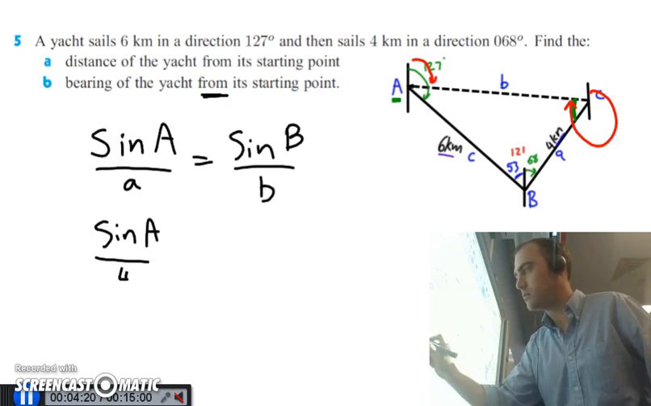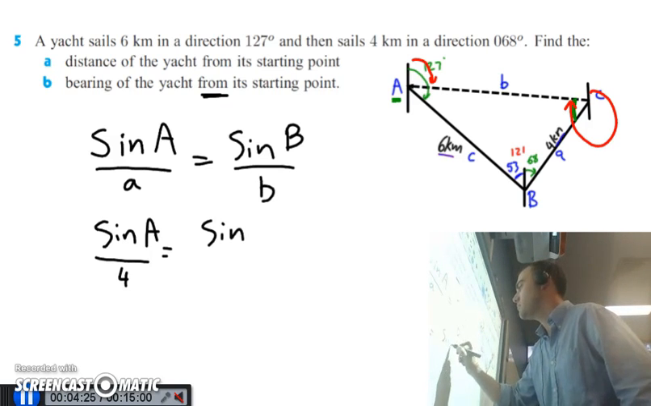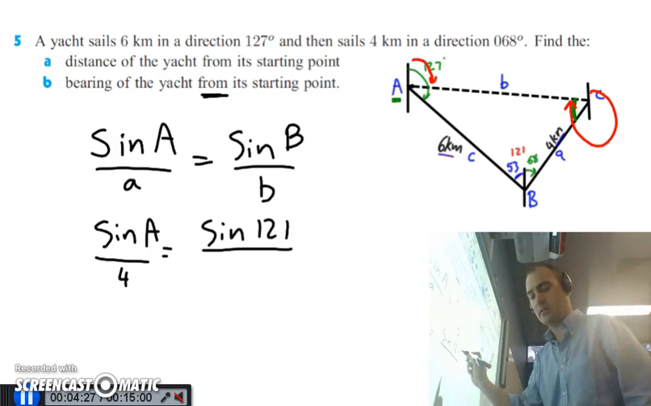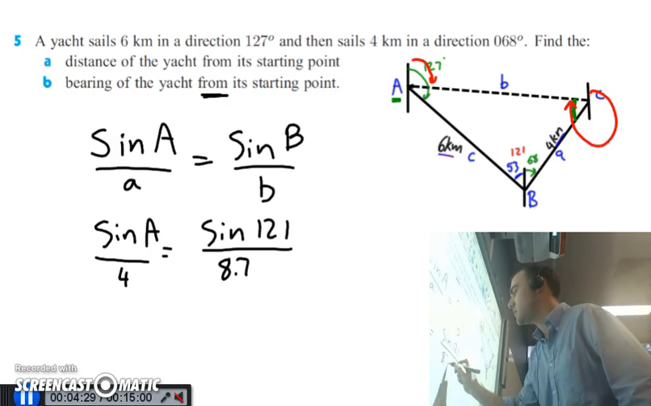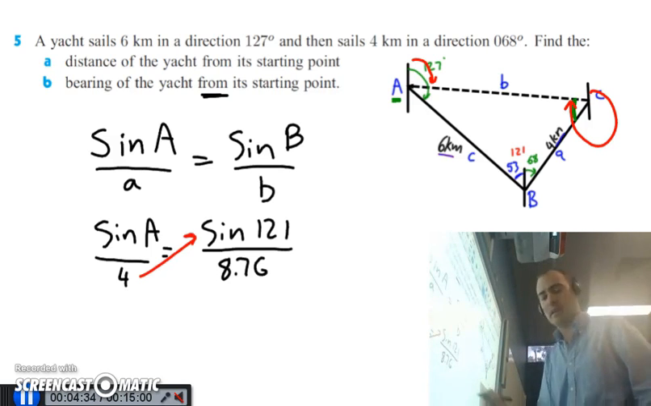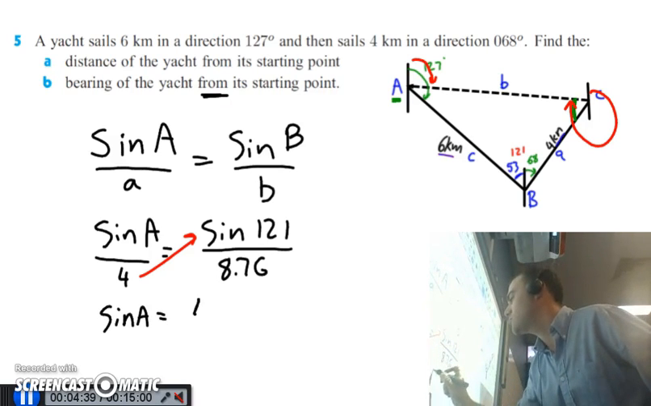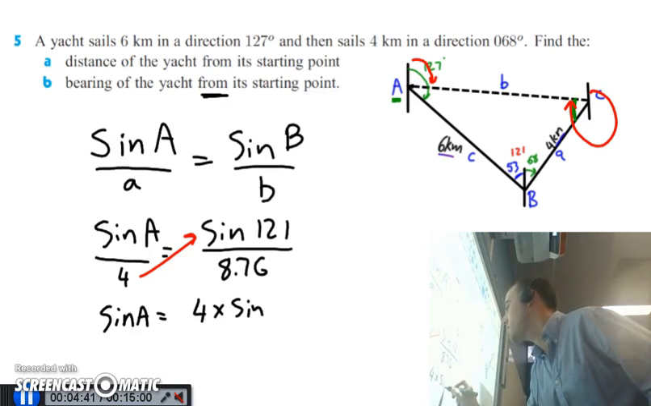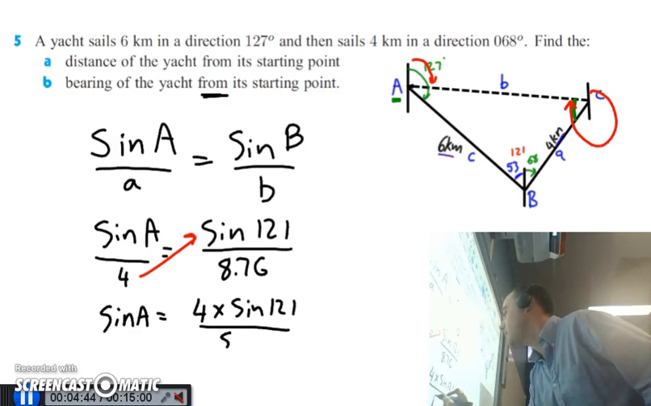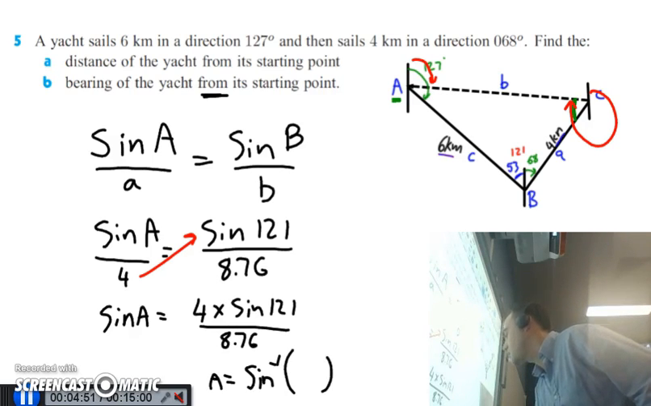over 4 is equal to sine B, which was 121, over the distance that we just found, which was 8.76. We multiply that across, and we'll find that sine A is equal to 4 times sine 121 over 8.76. So A is inverse of that, which equals 23 degrees.